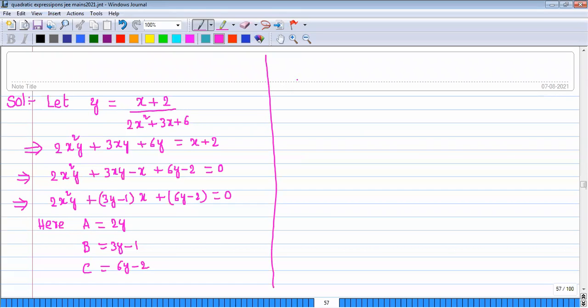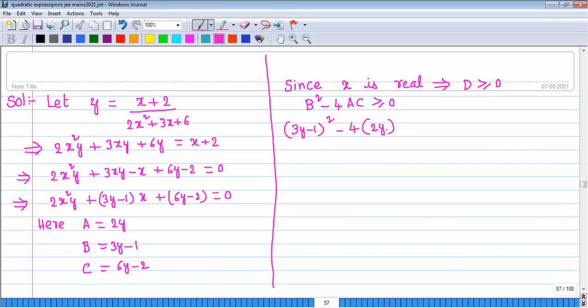What is given actually? x is real. Since x is real, because we need to discuss a real valued function, the discriminant is greater than or equal to 0. So we can write b square minus 4ac greater than or equal to 0. So let us substitute. What is the value of b? 3y minus 1. So b square means 3y minus 1 whole square minus 4 times a, that is 2y, c stands for 6y minus 2, greater than or equal to 0.